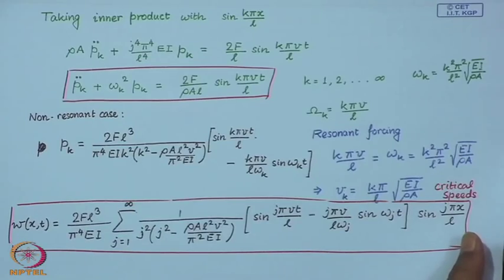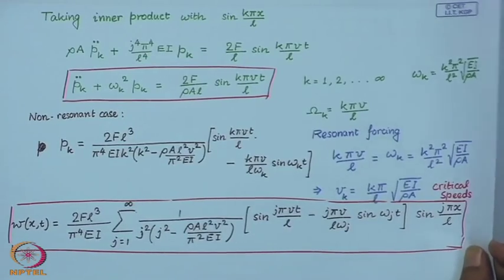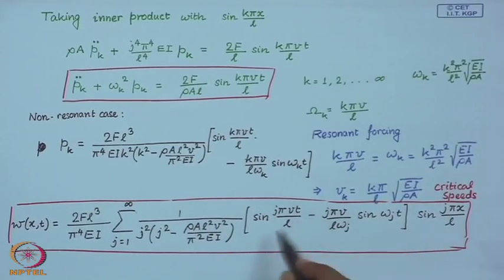Now, let us look at this solution at certain time instants for two speeds, one is a low speed and the other is a high speed transport over a beam.